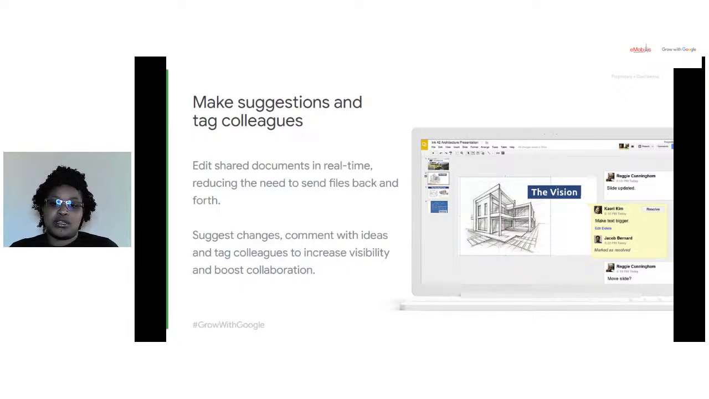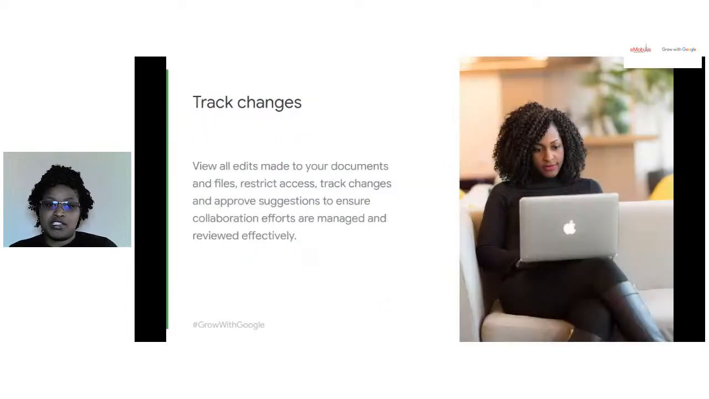And this one helps us to reduce the sending back and forth of files. You can suggest changes. You can even comment and tag colleagues. When you're tagging a colleague, the same way you tag someone on Facebook, like maybe @Judy, it brings the name. So with these documents, you can tag your colleagues by just typing @ followed by your colleague's name. You can reply to comments and track changes so that you can approve them before implementation.